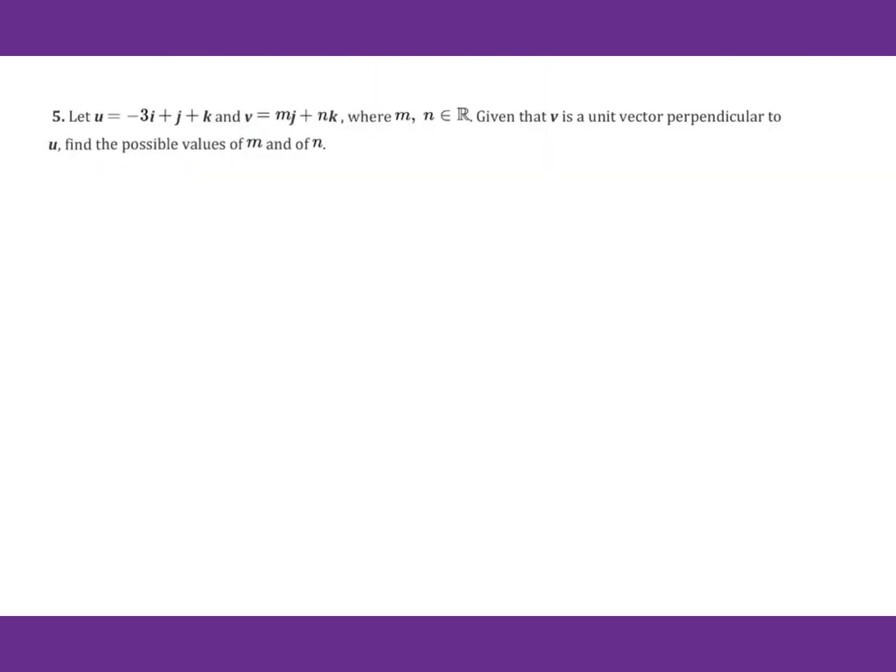Let's go to number 5. Let U equal this and V equal this. M and N are real numbers. Given that V is a unit vector perpendicular to U, find the possible values of M and N. First of all, the unit vector means the magnitude of V equals 1. When you see perpendicular, it means the dot product U times V equals 0.